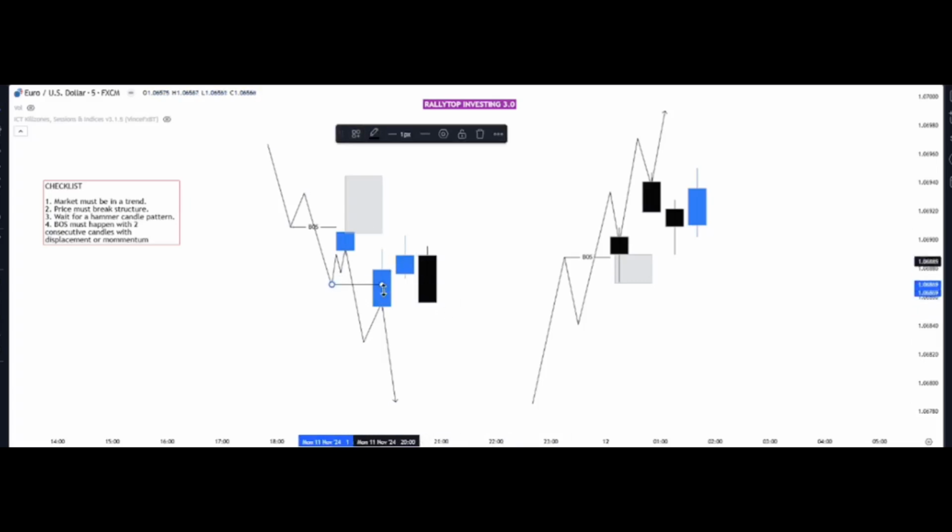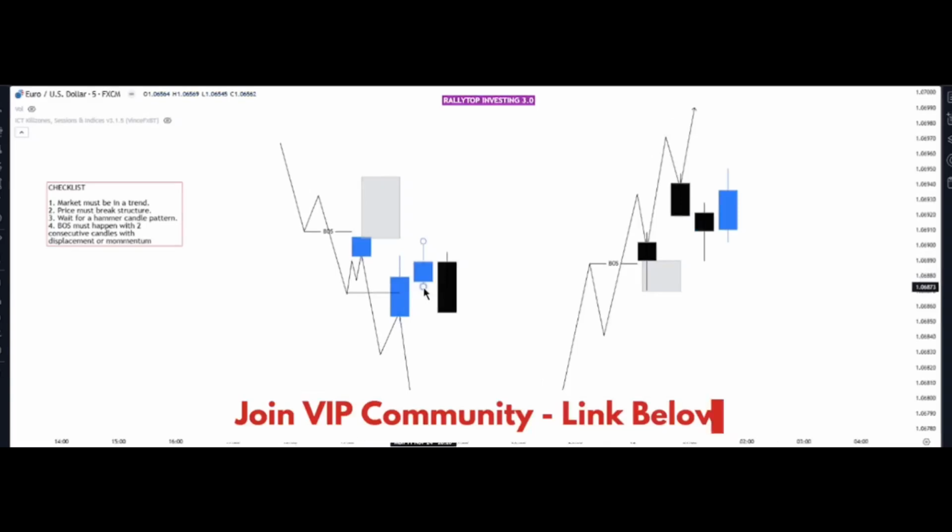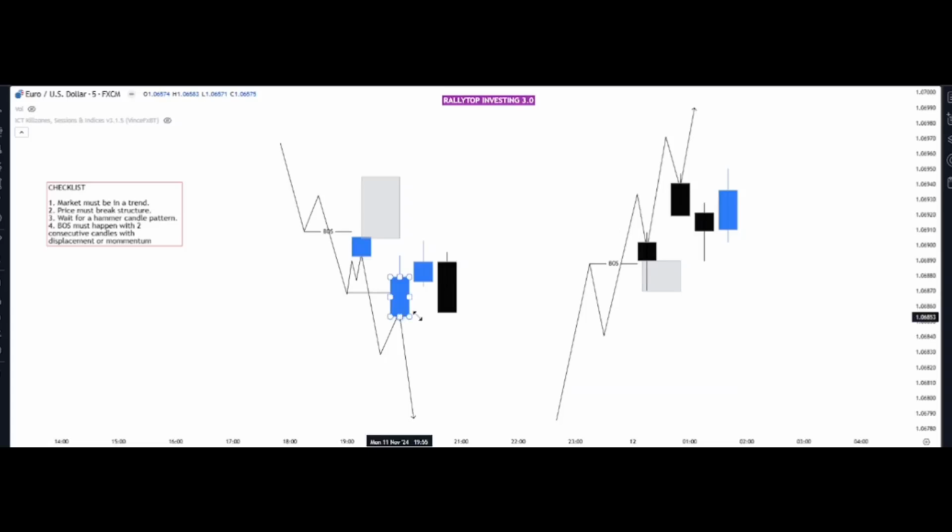When it broke structure, as you can see, it broke it with a candle closure. I'm talking about the right hand side, not the left hand side here. It took out this low with a candle closure. Now, once it is with a candle closure, even if it prints a hammer candle pattern here, don't take the trade from there. Wait for that hammer candle pattern to have a confirmation. That confirmation must be the next candle closing below the low of the hammer candle.